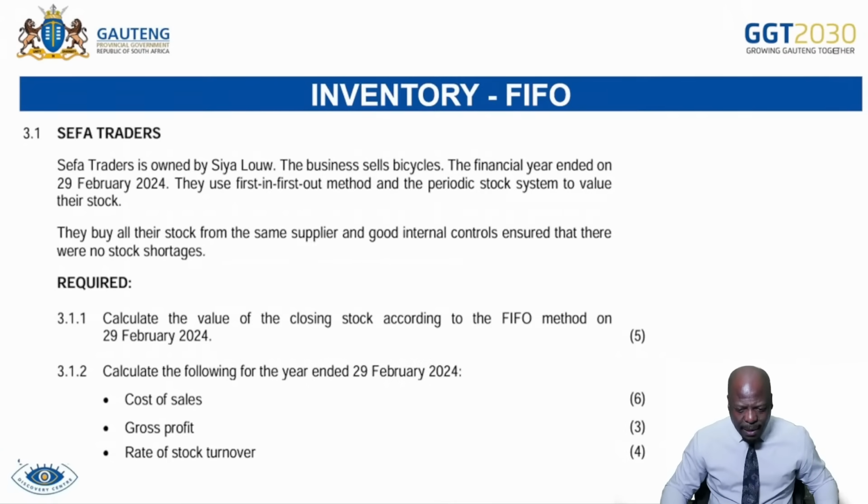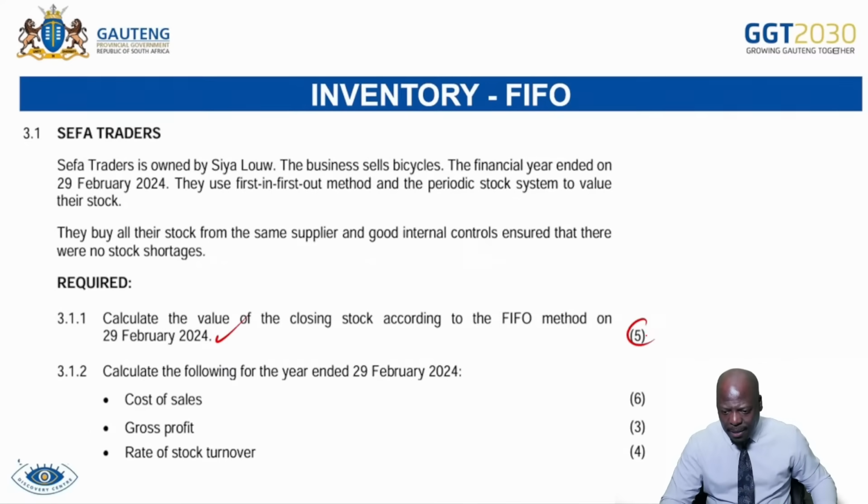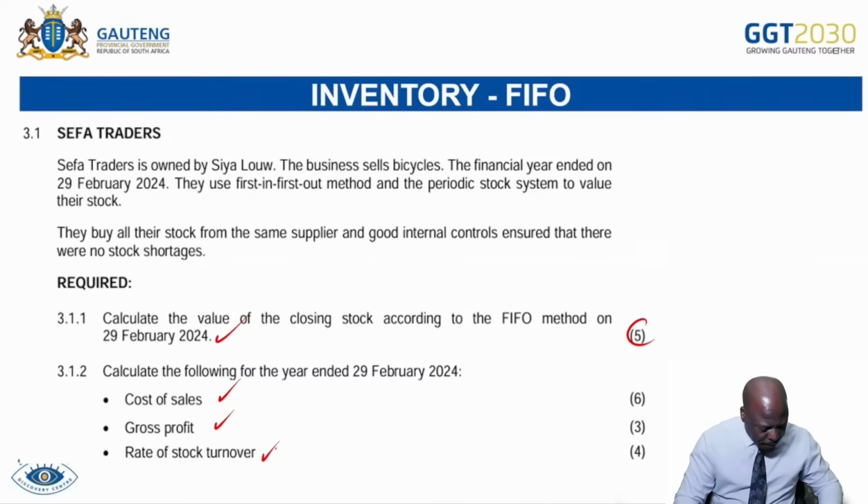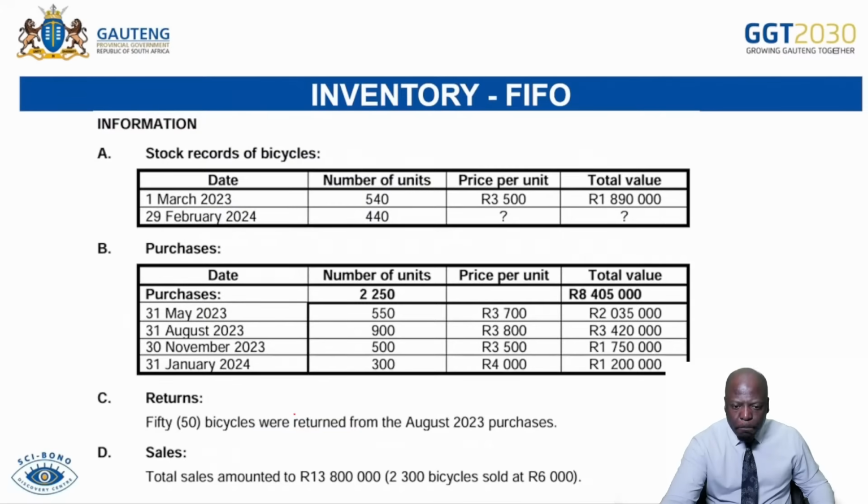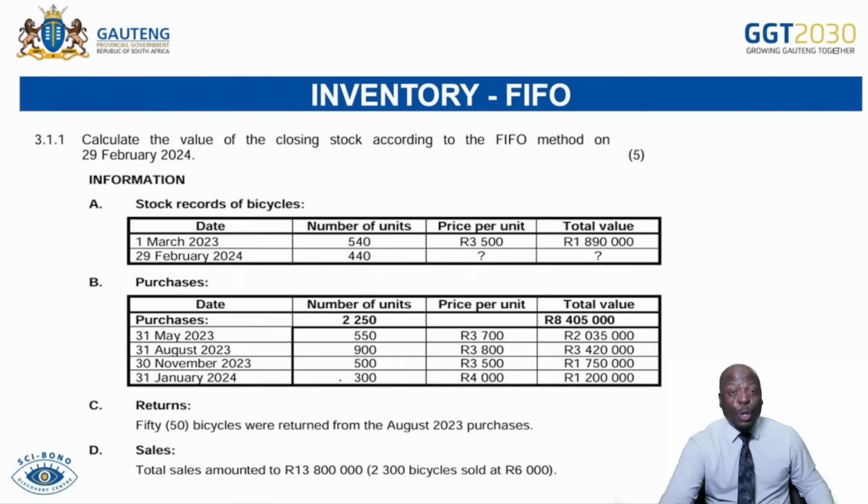And 3.1.1 then says, calculate the value of closing stock according to the FIFO method. That is the first question, and you stand to win 5 marks here. The next question then says, calculate the following for the year ended: cost of sales, gross profit, and the rate of stock turnover. Okay, let's see if we can do these ones. Here's our information, and let's begin with question 3.1.1. Let's go. It says, calculate the value of closing stock according to the FIFO method on 29 February.